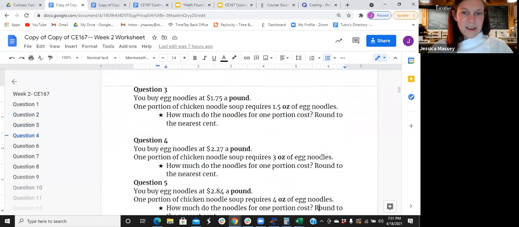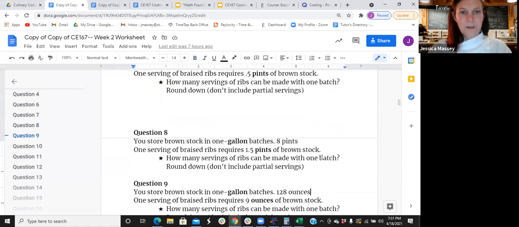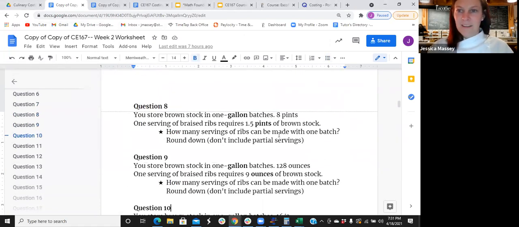Let's kind of jump down. Are they all egg noodles? They can't all be egg noodles. Oh, there's some stock. All right, let's do number 8. You buy stock in 1-gallon batches. I should have deleted some of the stuff in here before. Besides the point. 1 serving of braised rib requires 1.5 pints of brown stock. How many servings of ribs can be made with 1 batch?